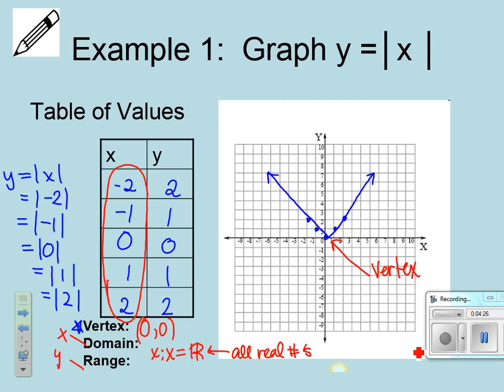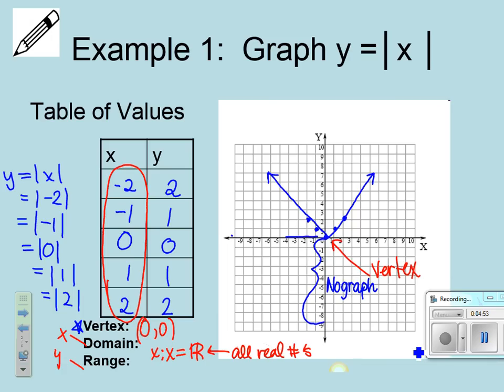Okay, and then the range. What about the range? Well, the range is a little bit different than it is for lines. If you remember, for lines, it was all reals for domain and range. This one's a little bit different. Look at this graph, and do you see anything down here that is being graphed? No, there is no graph down here. So where does your graph start?